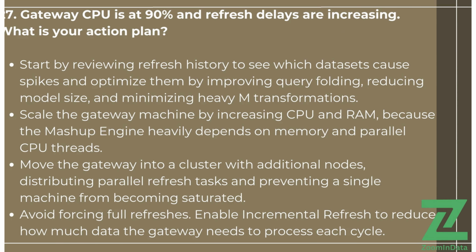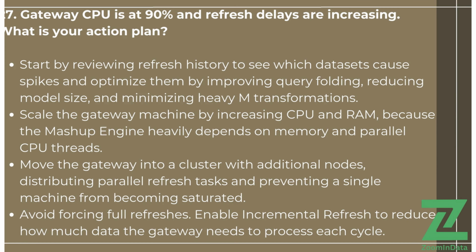27th question. Gateway CPU is at 90% and refresh delays are increasing. What is your action plan? Start by reviewing refresh history to see which datasets cause spikes and optimize them by improving query folding, reducing model size, and minimizing heavy M transformations.